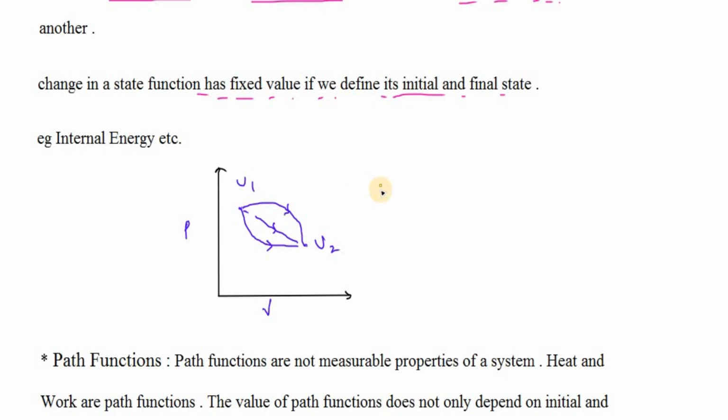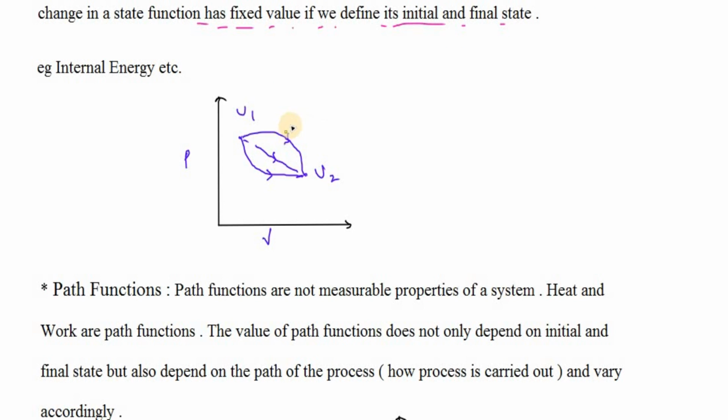Here, delta U doesn't depend on whichever path is followed. The change in internal energy will be U2 minus U1. So it doesn't depend on whether it is path 1, 2, or 3. The change in internal energy in the first process equals that of the second process equals that of the third process.